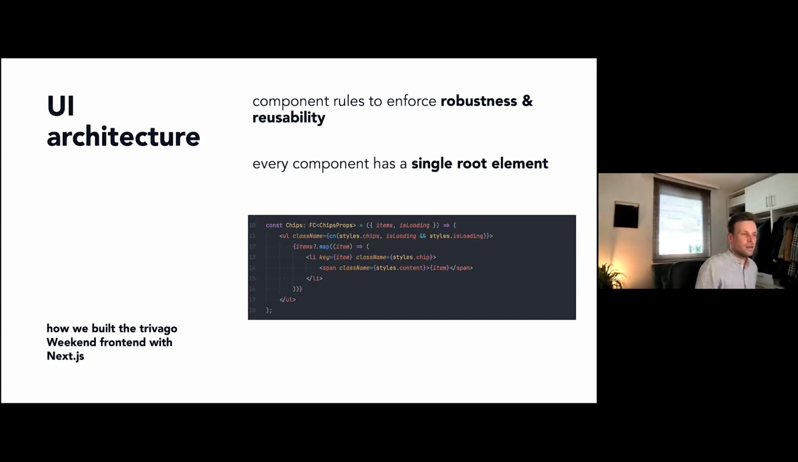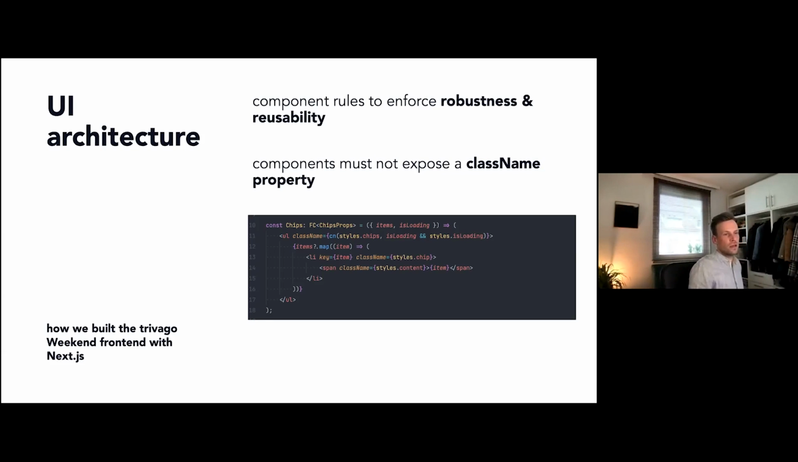Next one is every component should have a single root element. So we try to avoid fragments, because it's pretty easy to break your layout and your styles when you dump a bunch of elements next to another bunch of elements. There could be side effects, and you could just wrap it within a list, a container element whatsoever, and you get full control of how your child elements are rendered.